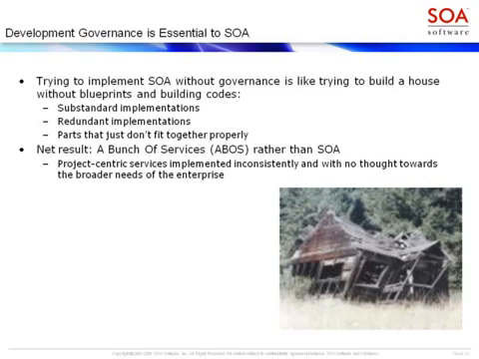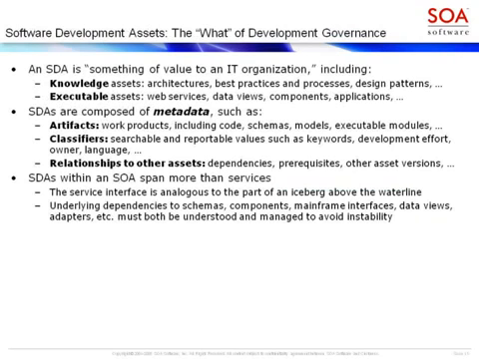So if we think then about development governance, there's what and there's how. The how is the process that I need to apply, and the SDLC is a part of that process, and I'll be touching on the aspects of the SDLC that are particularly crucial in an SOA. We also need to talk about the what. And the what of development governance are things that we refer to as software development assets. A software development asset is anything of value to the IT organization. And I tend to break these down into two major categories.